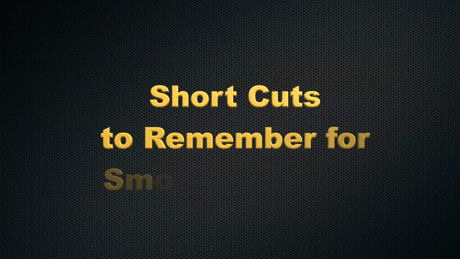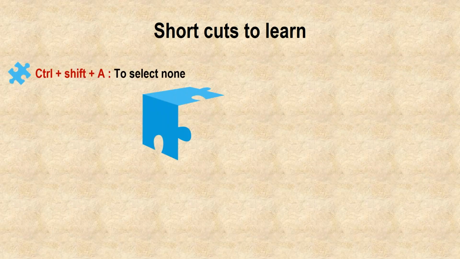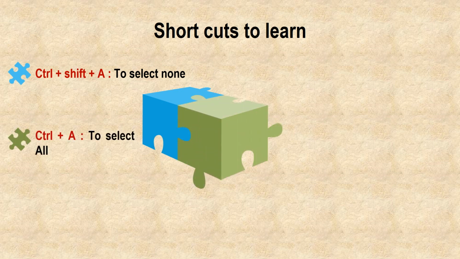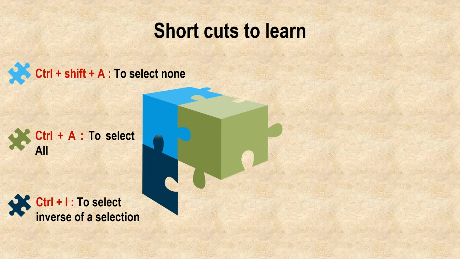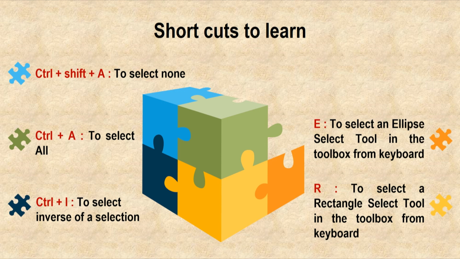Remembering certain shortcuts will make the working quite smooth, like Control plus Shift plus A, which can be used for selecting none, Control plus A for selecting all, Control plus I for selecting the inverse of a selection. Capital R from the keyboard is to be pressed in order to select the rectangle select tool. Capital E for selecting the ellipse select tool directly, or the learner can directly click on the particular tool on the toolbox.